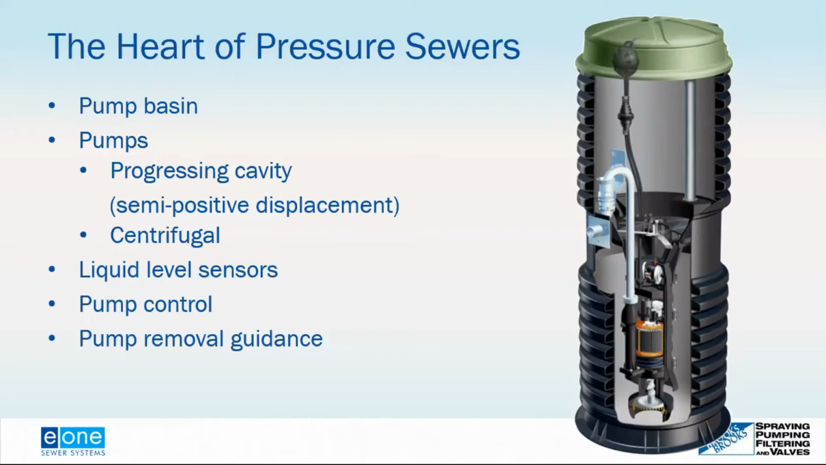Also within the basin, you would have your liquid level sensor, something that measures the wastewater level to turn the pump on and off, and then the pump controls and the pump removal guidance. So with the E1 progressive cavity pump, the liquid level sensors, the pump control, and the pump removal guidance are all part of the pump core. With a centrifugal pump, those, in most cases, are separate components that would be located within the pump basin.